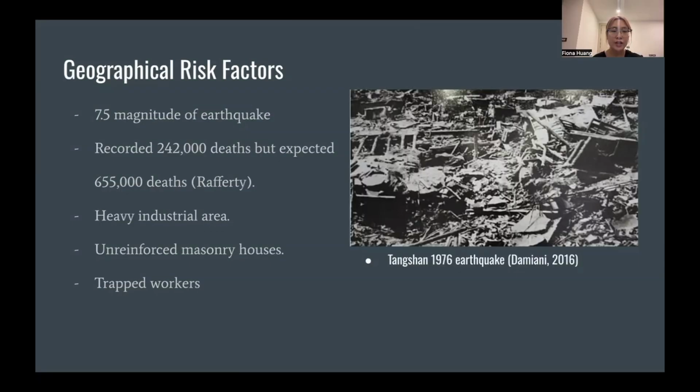Geographical risk factors. The 1976 Tangshan earthquake cites 242,000 deaths, was estimated, suggesting the toll might have reached as high as 655,000. Tangshan's role as an industrial hub significantly amplified the disaster's impact. The city was densely populated, and many buildings were unreinforced masonry structures that collapsed during the quake.